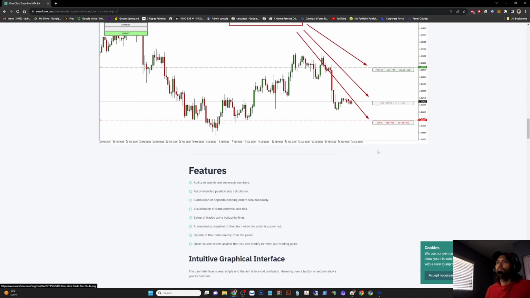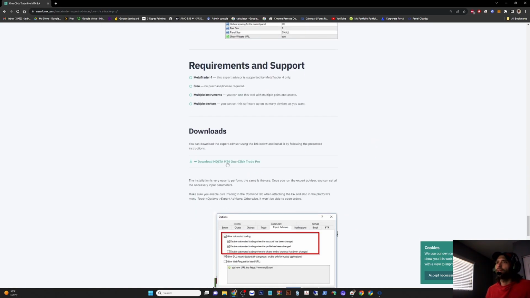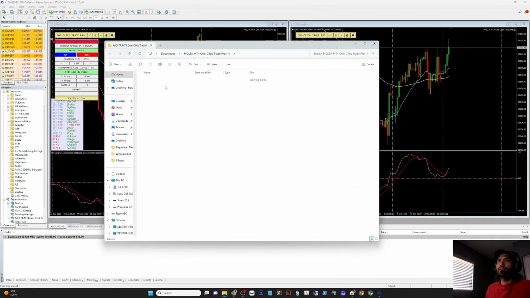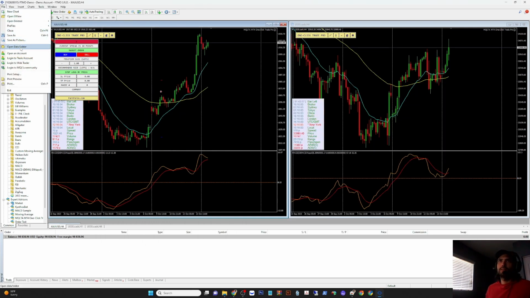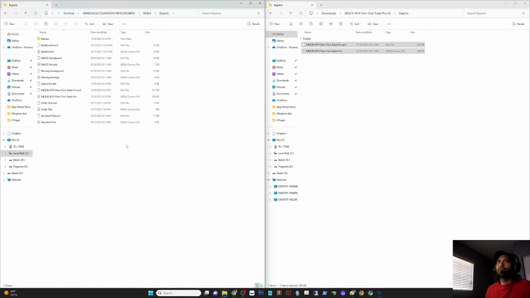Scroll down. Download. Okay. Just run through this real quick, just in case you don't know how to do it. So I'm extracting it. Then I have it here. Here's my expert. Then I would go to File, Open Data Folder. Okay, boom. And then paste it into here.